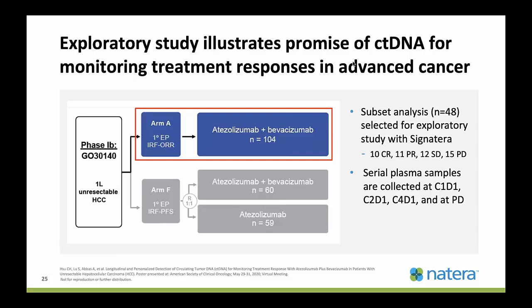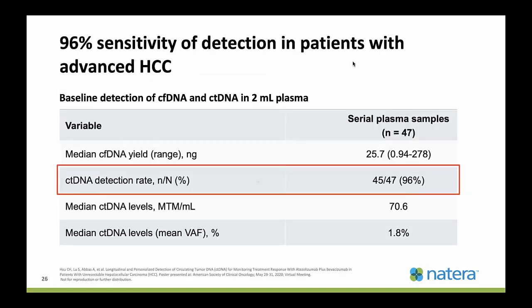So 48 patients were pre-selected to represent each treatment response group. So 10 patients with complete responses, 11 patients with partial responses, 12 patients with stable disease, and 15 patients with progressive disease were selected for analysis. Personalized Signatera assays were successfully designed for 98% of the patients in this treatment group, or 47 out of 48 patients. Detection of ctDNA was seen in 96% of the patients, or 45 of 47 patients.